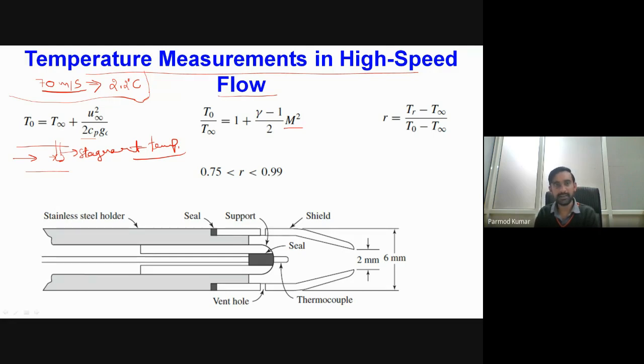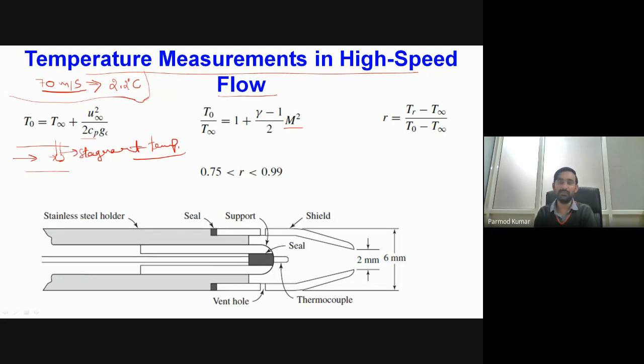At the same point of time, if we are using this thermocouple for measurement with liquids, we know that for liquids the value of specific heat is large. Because of that, the term U infinity square by 2Cp becomes very small, so the error introduced into our measurement will be small.